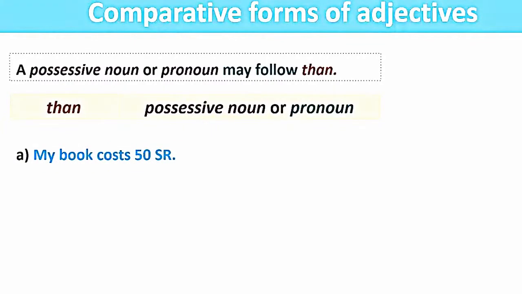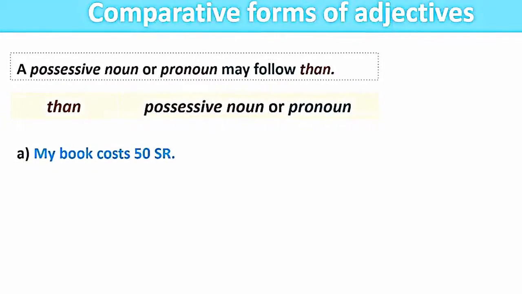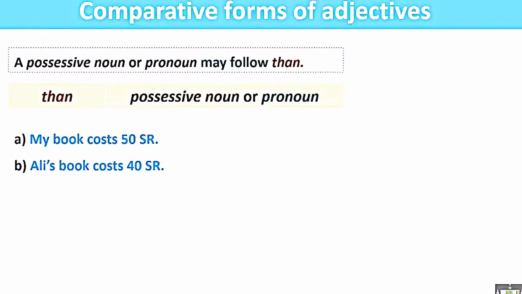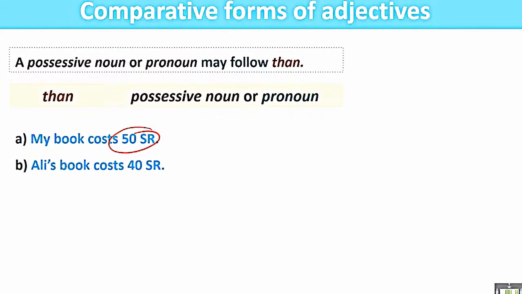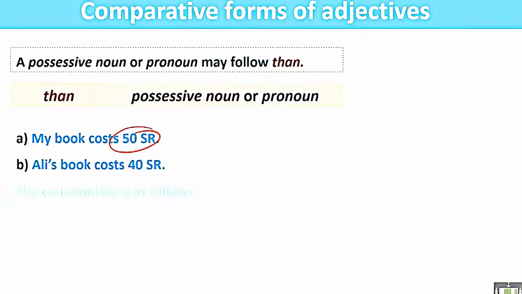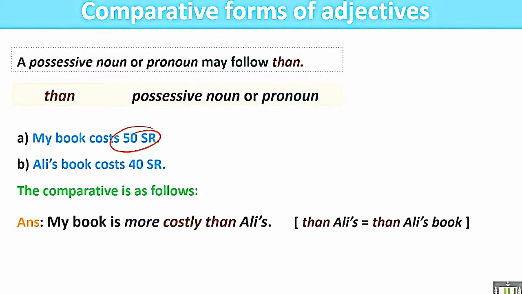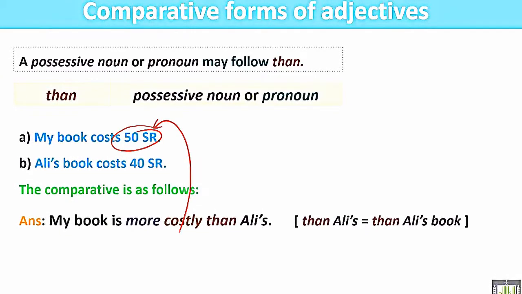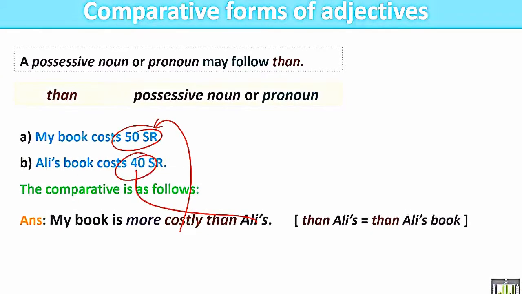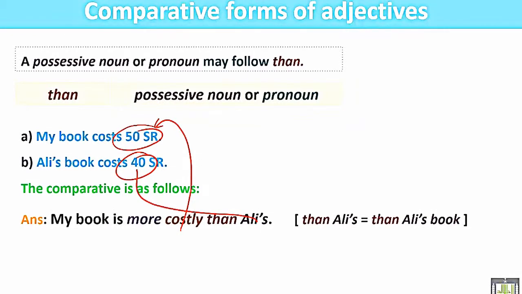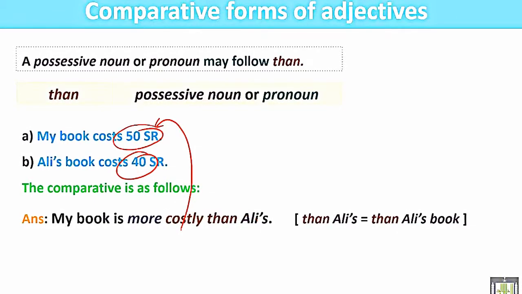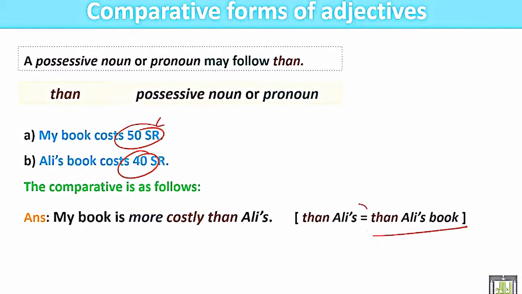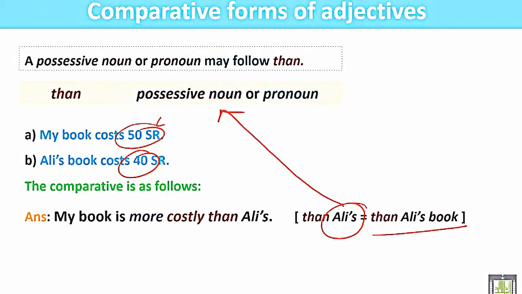Another example. My book costs 50 riyal. Ali's book costs 40 riyal. So my book is expensive. Let us see how we compare these two sentences. My book is more costly than Ali's. My book is 50 riyal and Ali's book is 40 riyal. So my book is more costly than Ali's, and we do not write than Ali's book. We write Ali's and it is a possessive noun.